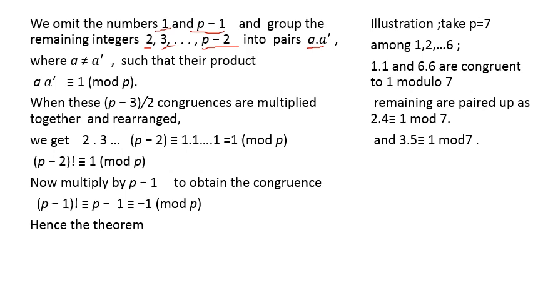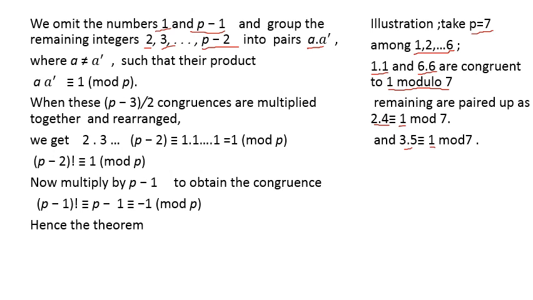See, for example, when you take P equal to 7, we have numbers between 1 and 6. Here 1 into 1 is 1, congruent to 1 modulo 7. Similarly 6 into 6, 36, is congruent to 1 modulo 7. So these are the only two numbers whose square is congruent to 1. Now the remaining 2, 3, 4, 5, we can club them into pairs. 2 into 4, 8, congruent to 1. 3 into 5, 15, congruent to 1.